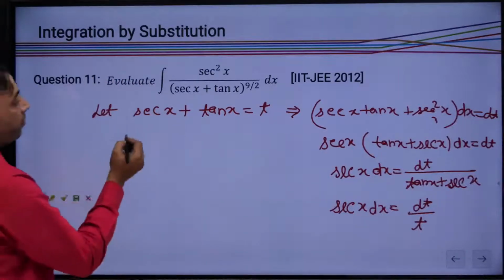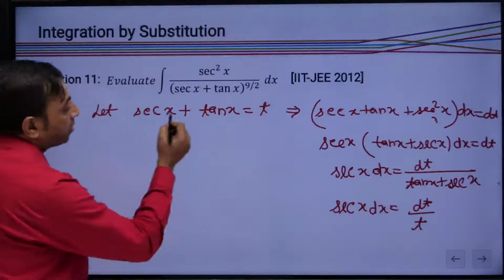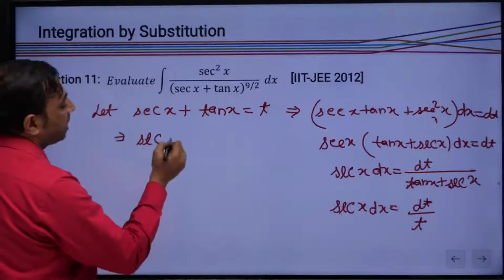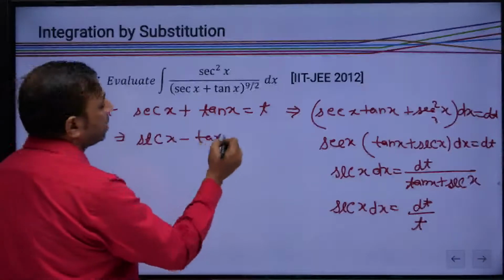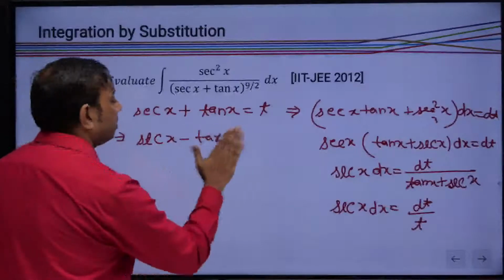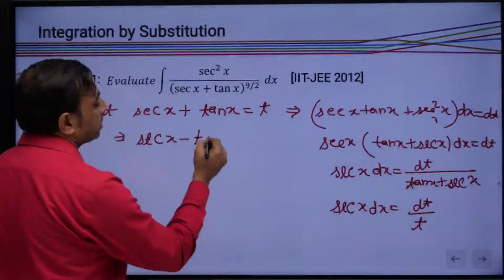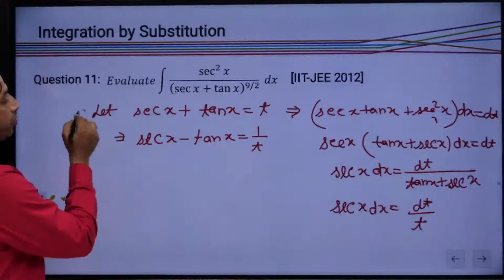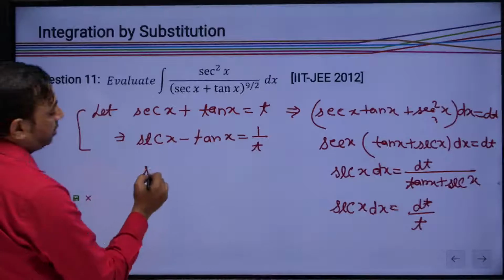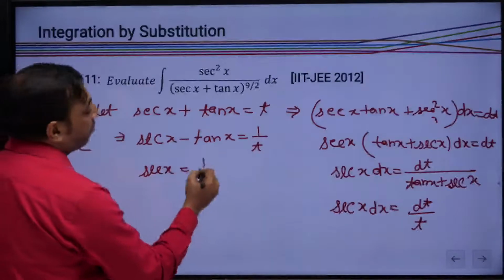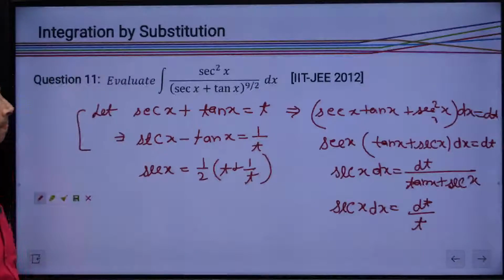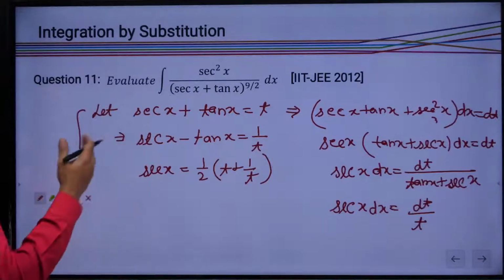In this case also, from this sec x plus tan x equal to t, if we do a little trigonometry here, we receive sec x minus tan x as 1 upon t, and if we add these two terms, we receive sec x equal 1 upon 2 of t plus 1 upon t. So now we are going to use the substitution method for the problem.